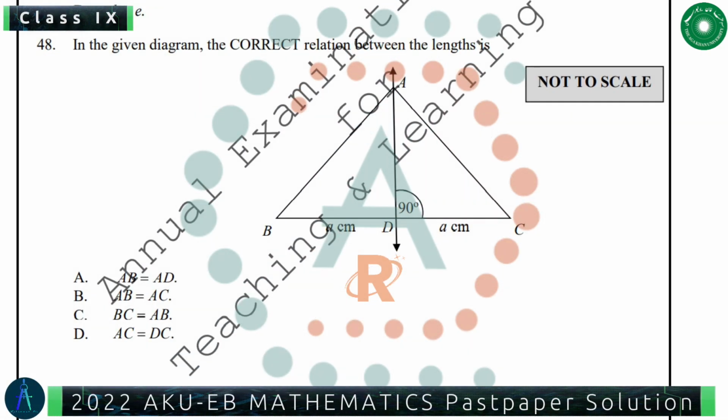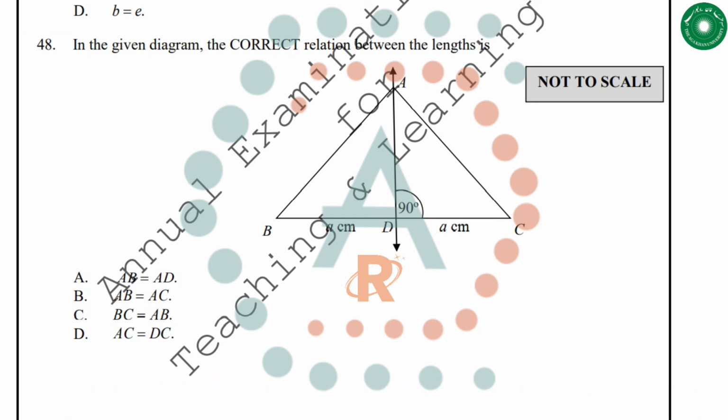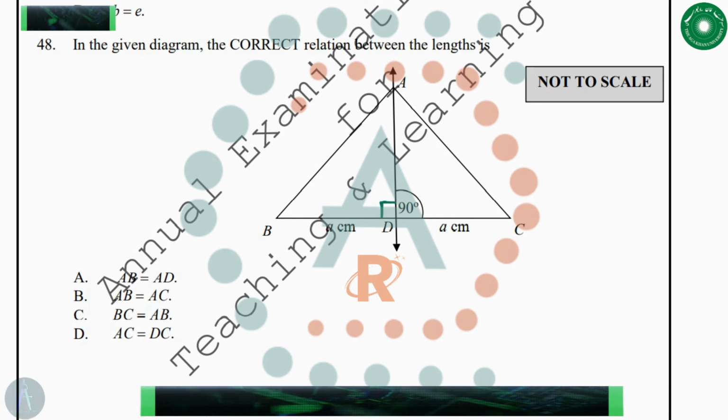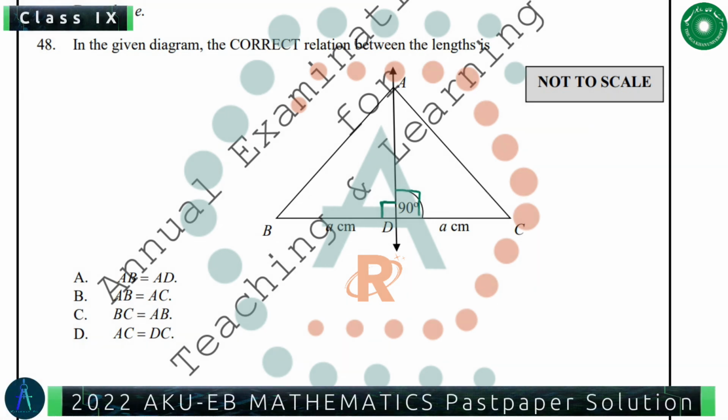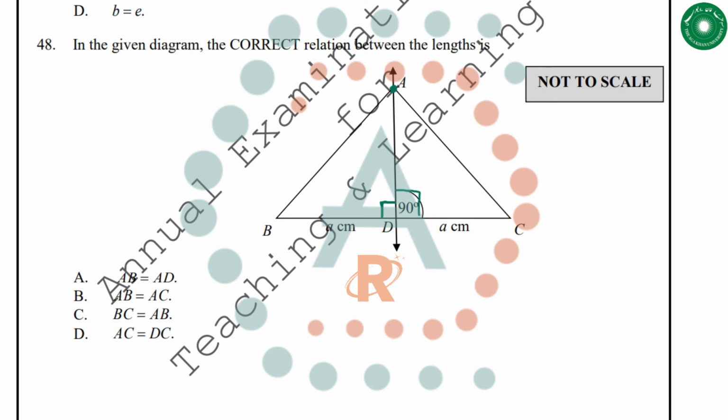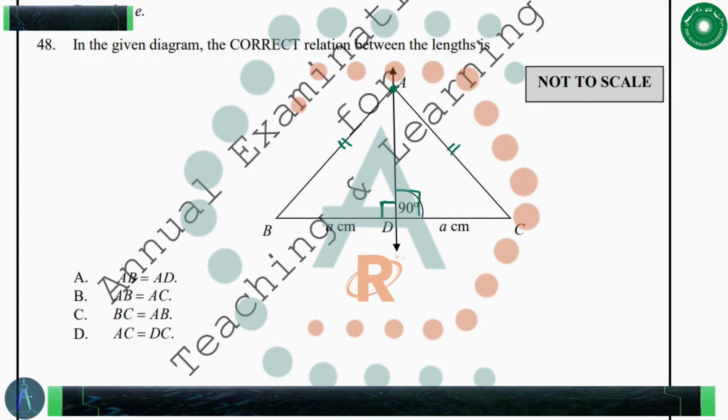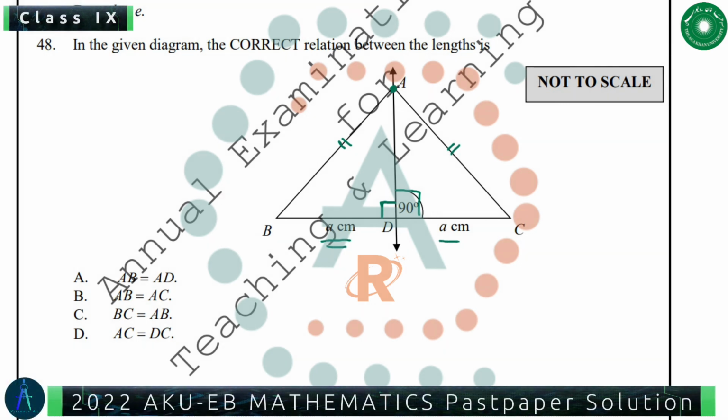In question 48, in this diagram, correct relation between the length will be. So as we can see, this is the 90 degree. So यहाँ पर भी जो एंगल है वो 90 डिग्री फॉर्म होगा. So if this line is 90 degree and this point lie on the right bisector, so these two lengths will be equal, जिसका मतलब ये होगा कि ये जो दोनों साइड्स हैं ये भी आपस में बराबर होंगी.